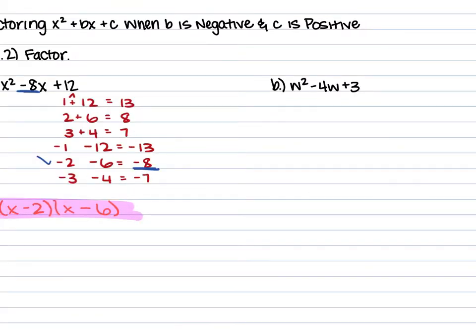For example B, we're given w squared minus 4w plus 3. So this one has a w instead of an x, so when we factor that out, we're going to use w instead of x. Same concept though. For the 3, we're going to find the factors. We have 1 and 3, as well as negative 1 and negative 3. We want to find the ones that give us a negative 4. So 1 plus 3 is positive 4. Negative 1 minus 3 is negative 4. So we found that negative 4. We use the negative 1 and the negative 3, and this factors out to be w minus 1 times w minus 3.